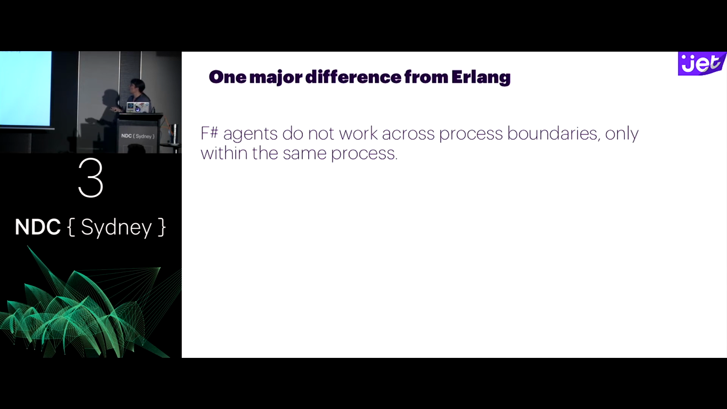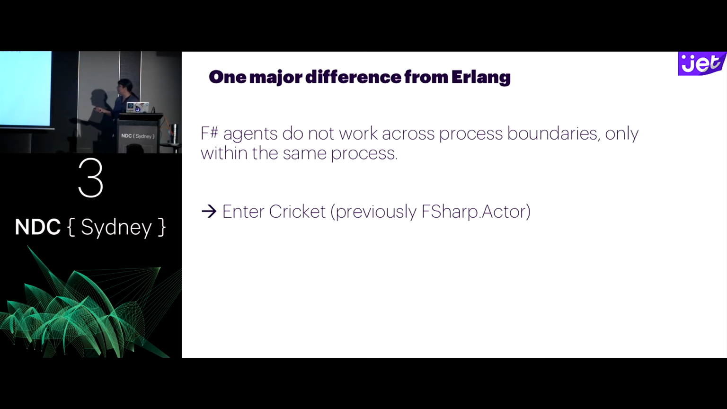One major difference from Erlang is that F# agents don't work across process boundaries, only within the same process. In most cases that I have done, and this is coming from somebody who doesn't regularly use Erlang, using F# mailbox processors has been completely fine. It's been sufficient for our needs, but it obviously is not always.